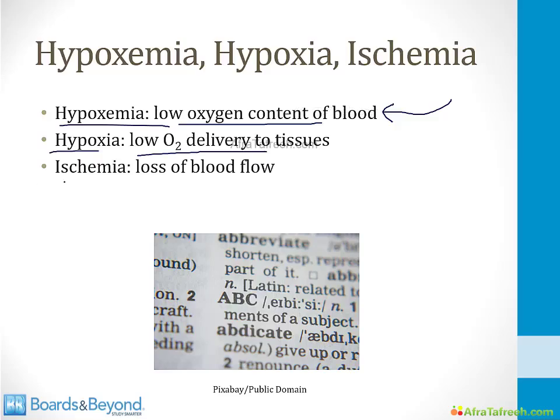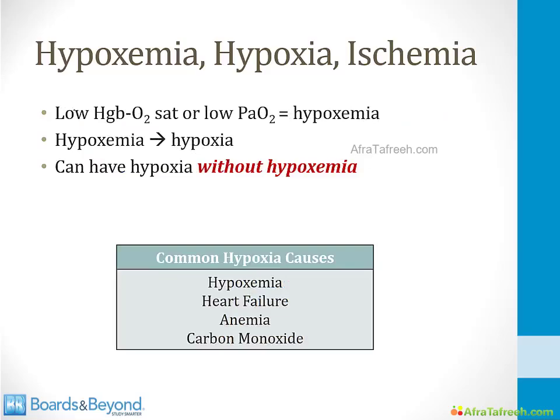And then finally, when we talk about ischemia, we're talking about the loss of blood flow, just like when we talk about ischemia in the heart from a myocardial infarction. So a normal hemoglobin oxygen saturation is about 98 or 99%. If a patient has a low hemoglobin oxygen saturation, let's say 50% or 40%, then that patient has hypoxemia. Similarly, if you do an arterial blood gas and a patient has a low PaO2, then that patient also has hypoxemia. And hypoxemia can lead to hypoxia, meaning low delivery of oxygen to tissues.